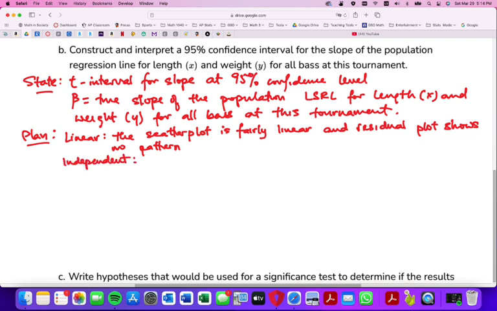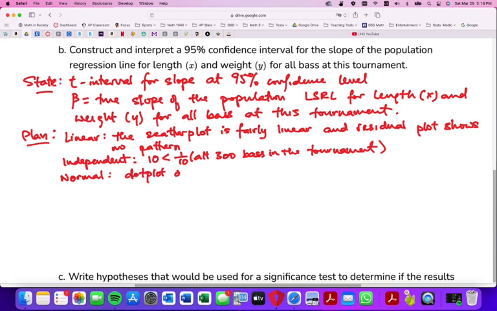Next one, I, independent. Now, we have to write 10 because that's the sample size, less than 1 out of 10. Now, are we looking at all bass in the world, or are we just looking at the 300 bass? So we are only looking at the all 300 bass in the tournament. So normal. Now, what graphs are we looking at? We are looking at the dot plot, right? The dot plot of the residual, right? It has no strong skew and no strong outliers.